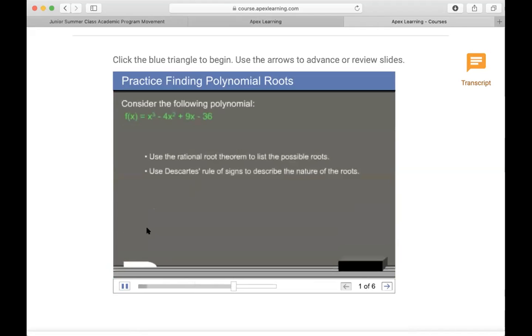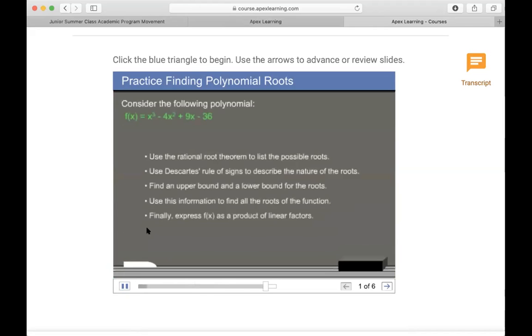The steps here are that we're going to list all of our rational roots, right? And that's our P's over our Q's. Then we're going to use Descartes' rule of signs to describe the nature of the roots, right? Are they going to be positive? Are they going to be negative? Are they going to be less than or greater than something? Then we're going to find this thing called an upper bound, so the highest number that it can possibly be, and then we're going to find the lowest number it can possibly be in the lower bounds. And what that's going to allow us to do is find our roots for this function.